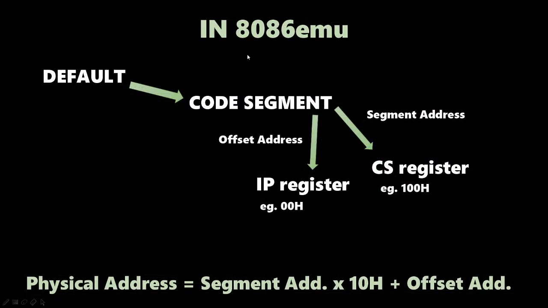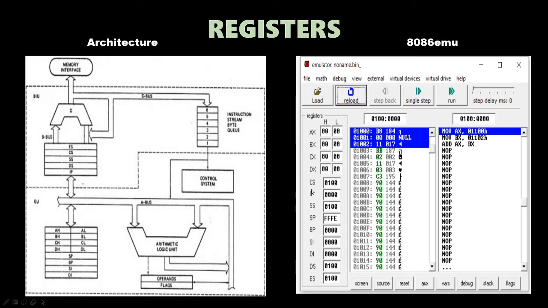Now in our 8086 emulator, by default, when we write an instruction, it is stored in our code segment. And if you have seen my theoretical videos, then you should know that the code segment is pointed to by two registers, the CS register, which points to the segment address of our code segment, and the IP register, which points to the offset address of our code segment. So this CS register points to the address of our code segment in the memory, and this IP register points to the offset address of the code segment in our memory. And by default, these two registers are selected by our 8086 emulator.